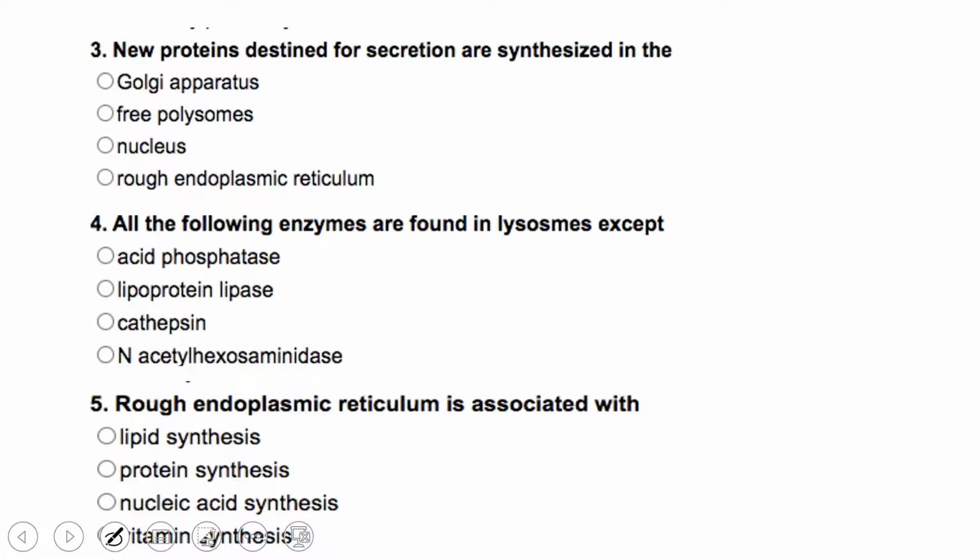Yes, both Golgi and endoplasmic reticulum are somehow involved in protein synthesis and secretion, but the synthesis of secretory proteins occurs in the endoplasmic reticulum and their modifications occur in Golgi. So the answer to this question is the rough endoplasmic reticulum. Nucleus is not involved in the translation or synthesis of proteins. It is involved in transcription and replication.